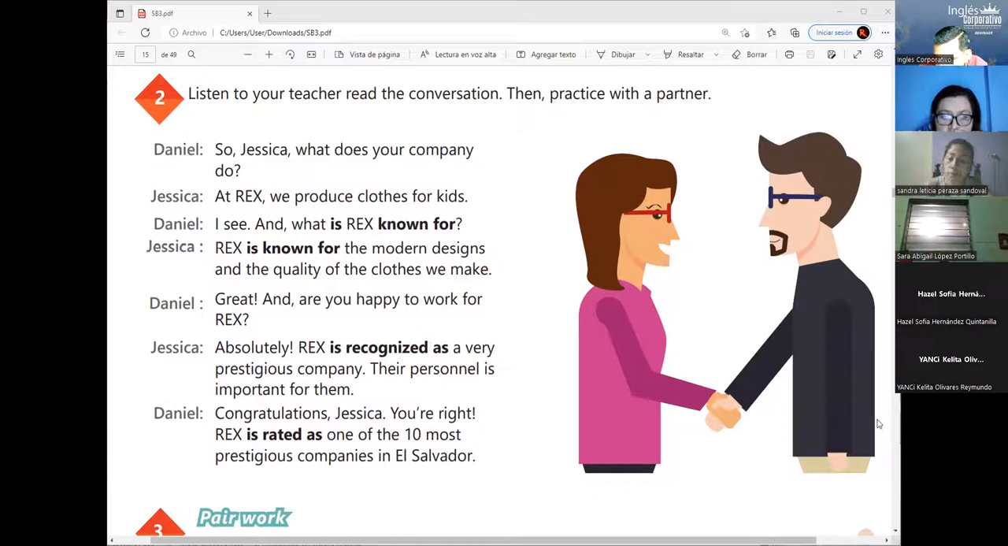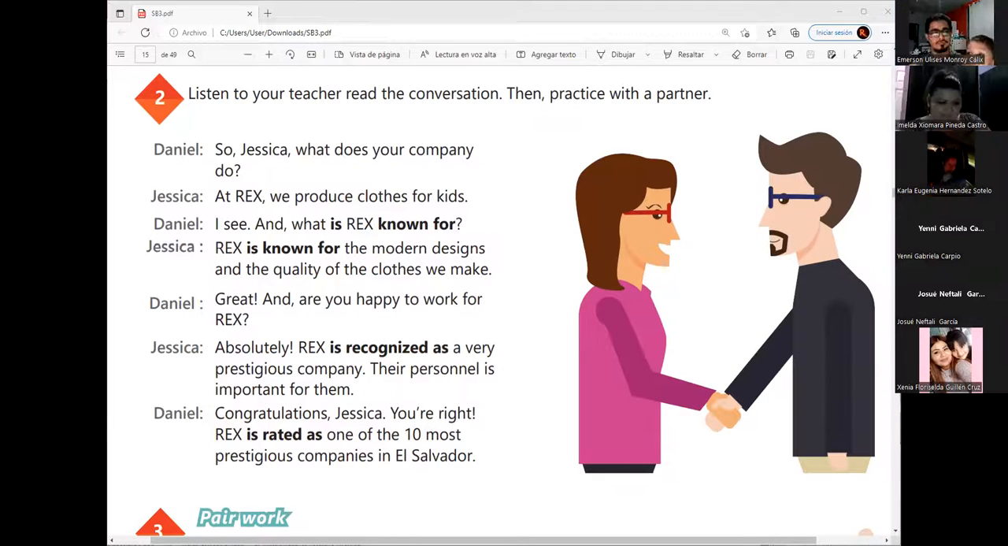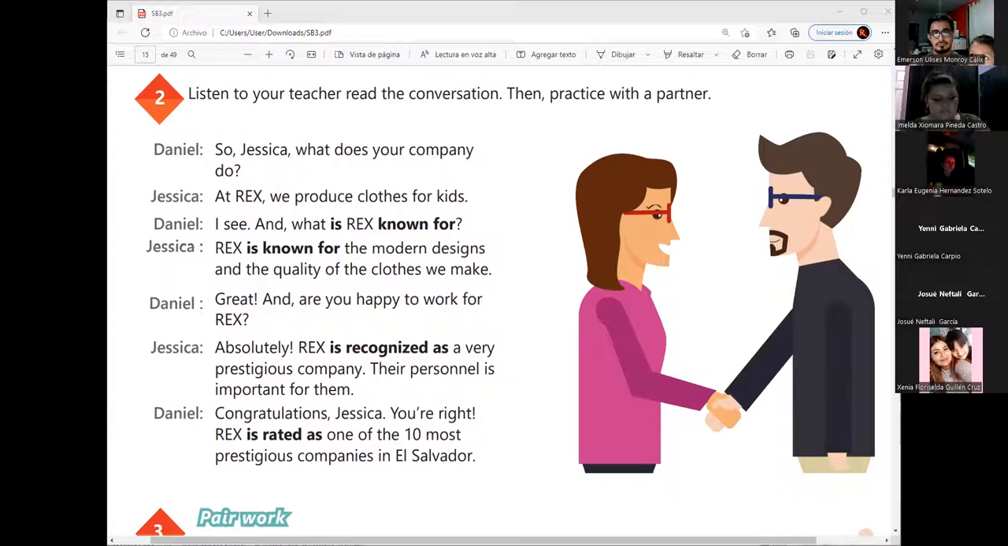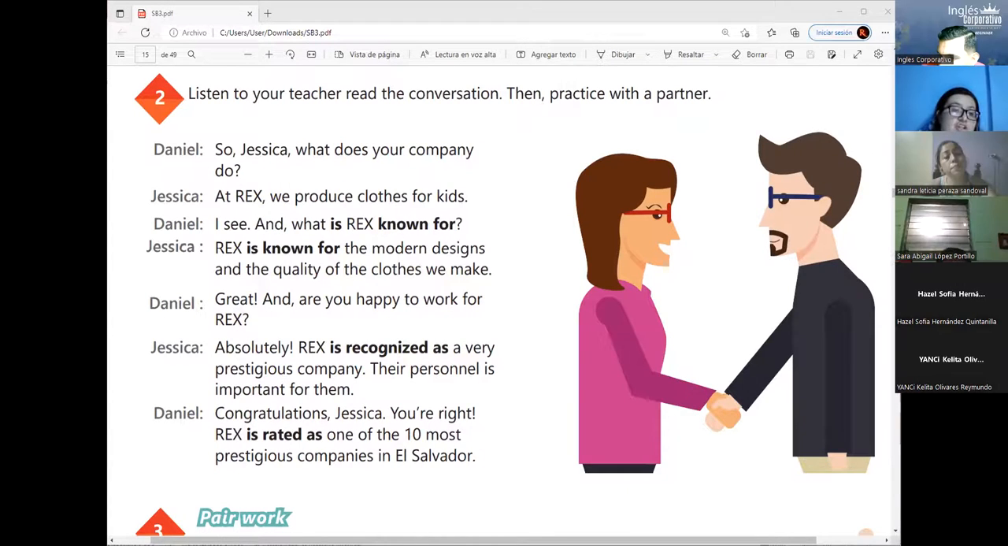In El Salvador. Okay, vamos a pedirle a algunos estudiantes que nos ayuden siendo voluntarios en la lectura para que sigamos recordando el vocabulario y la pronunciación, la entonación de esta conversación entre Jessica y Daniel, donde también se puede ver el passive voice. Ok, ¿tenemos voluntarios? Volunteers. Miss Sandra and Miss Joanna. Miss Sandra, she will be Daniel, and Miss Joanna, she will be Jessica. In the next round, Miss Sara, okay?